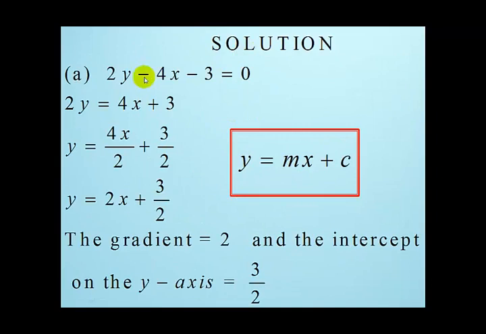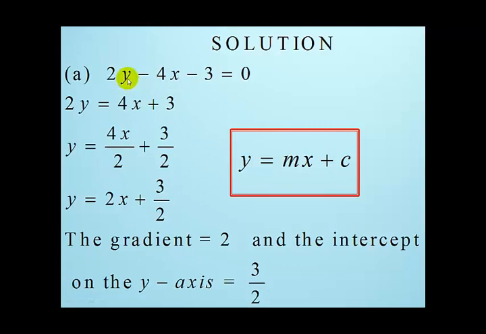Solution A. We are given the line 2y minus 4x minus 3 is equal to 0. We can see that the coefficient of the x term is minus 4, but that is not our gradient. Before you can say that the coefficient of x is your gradient, you have to make sure that y has been made the subject. And so let's make y the subject.